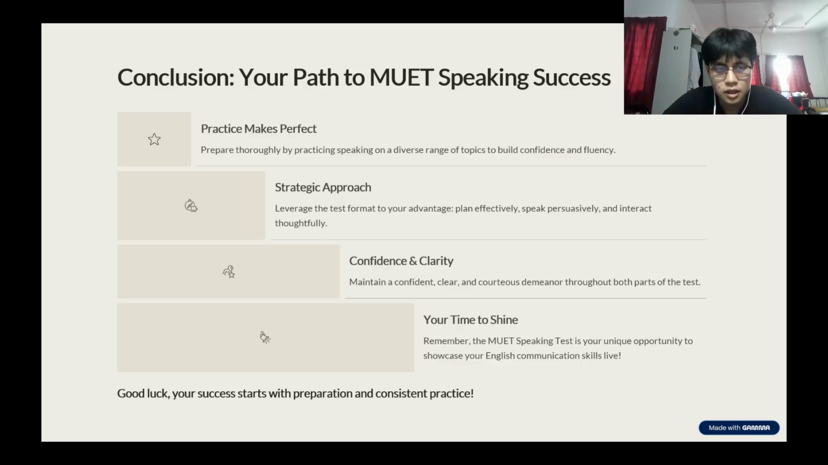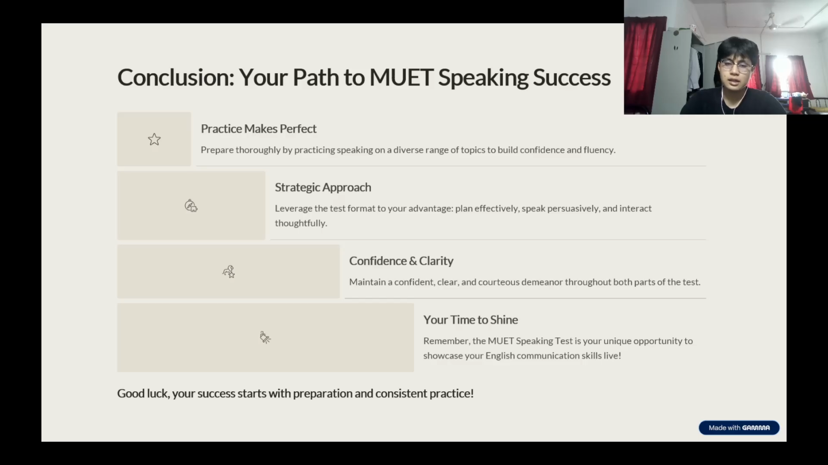Okay. Third is confidence and clarity. You have to make sure to maintain a confident, clear, and courteous demeanor throughout both parts of the test. Just be yourself, man. You don't need to be like others. Just be yourself and just speak normally. Try to not stutter as much and just say what comes in your mind, you know?